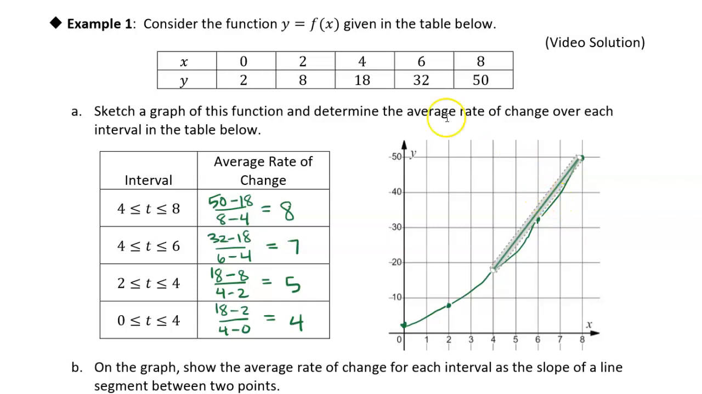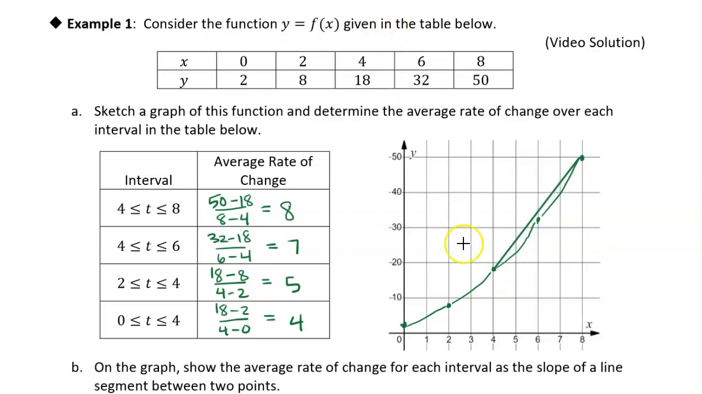I don't know if I can change the color. Let's see. Can I change the color of it? I'm not sure. But you can see that that would be the line segment between 4 and 8. So let's click off that.